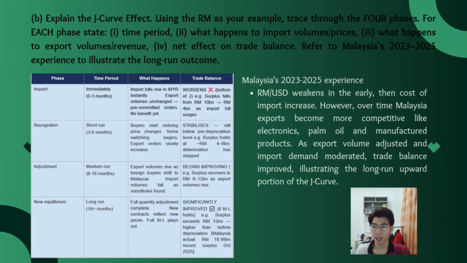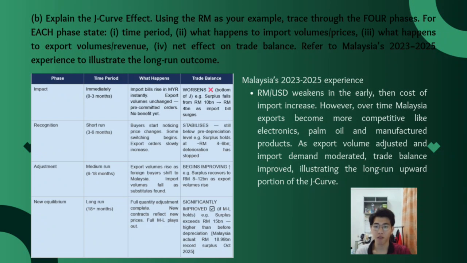Impact, immediately 0 to 3 months. Imports will rise in Malaysia instantly. Export value unchanged. Pre-completed orders not magnified yet. Trade balance will worsen. Recognition, short run 3 to 6 months. Buyers start noticing price change. Some switching begins. Export orders slowly increase. Trade balance will stabilize.